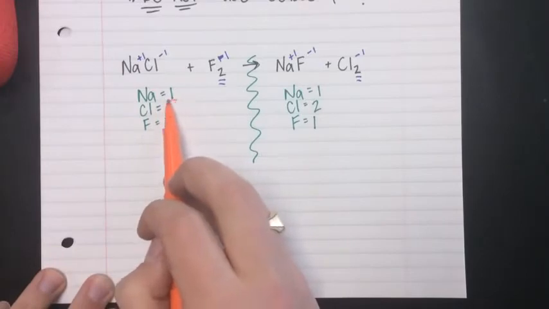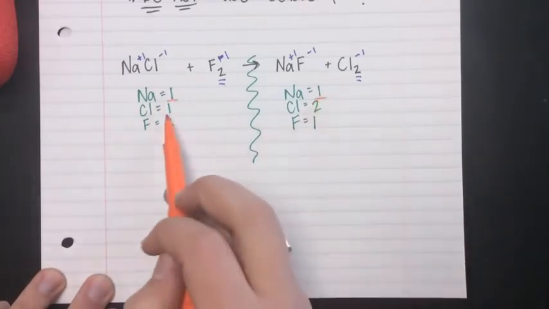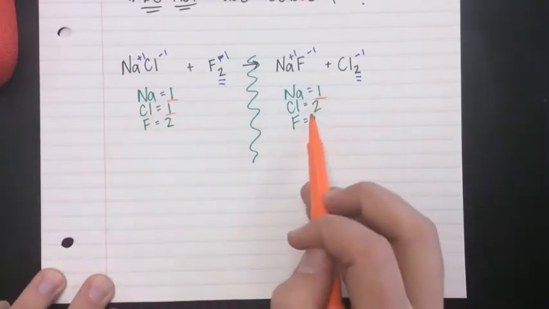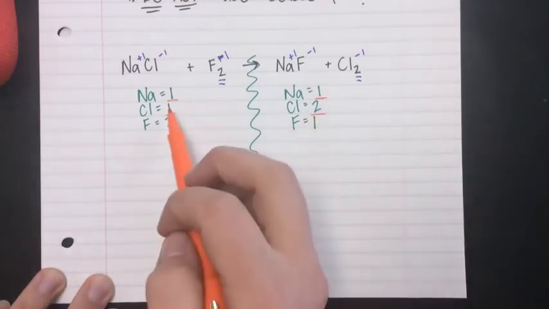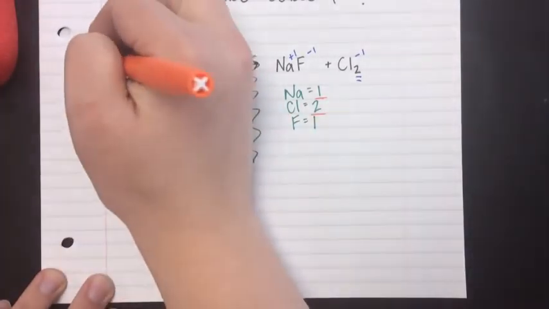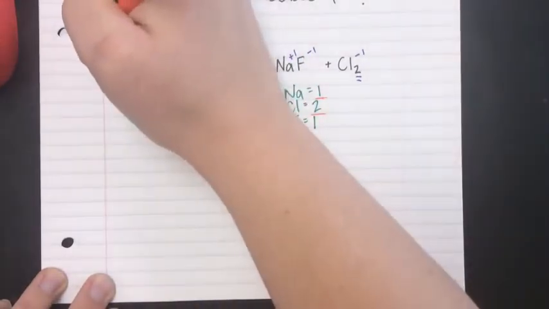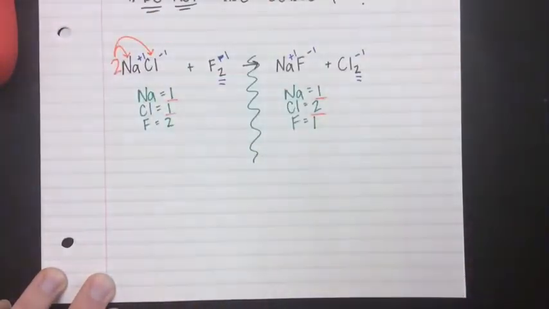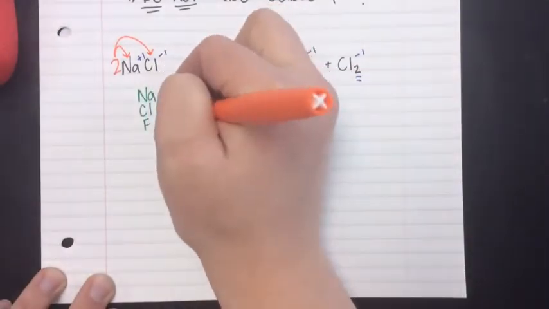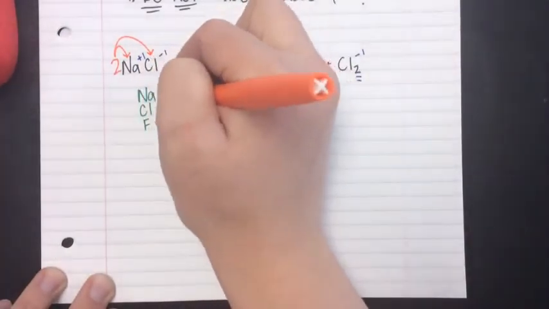In my last step, I see that sodium has 1 atom on each side, chlorine has 1 atom on the reactants, and 2 on the products. In order to get 2 chlorine atoms on my reactant side, I add a coefficient 2 in front of NaCl. This changes both the sodium and the chlorine.